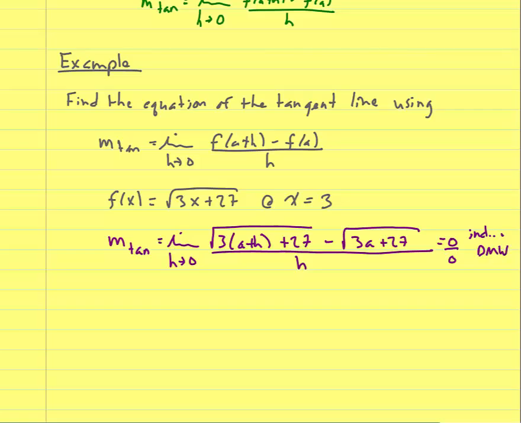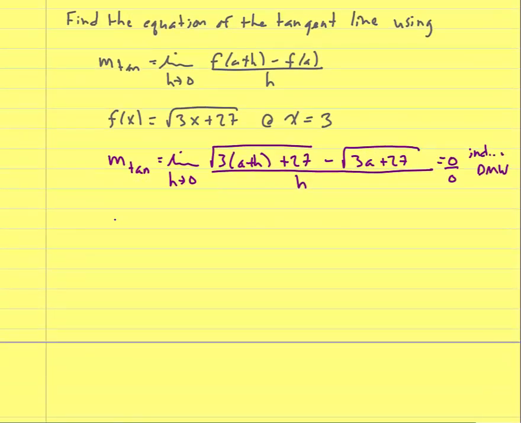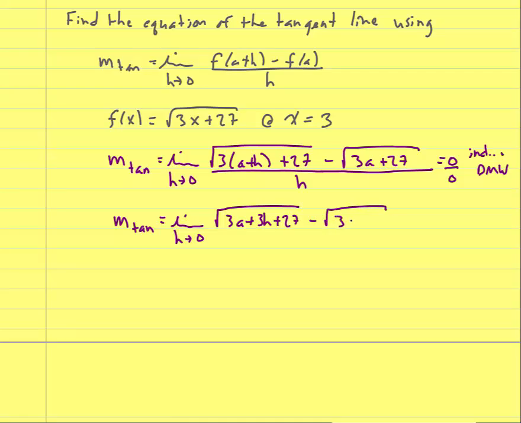Well, we have quite a bit of work here to do. So let's go ahead and simplify this a bit to get started. First thing I want you to be aware of is you cannot combine these radicals. They're not alike, so I can't push both of these underneath the same square root sign. So this would be the square root of 3a plus 3h plus 27 minus the square root of 3a plus 27, all over h. This looks like it's worse, not better, and you're right. It's much worse. What I'm going to do is multiply top and bottom by the conjugate.